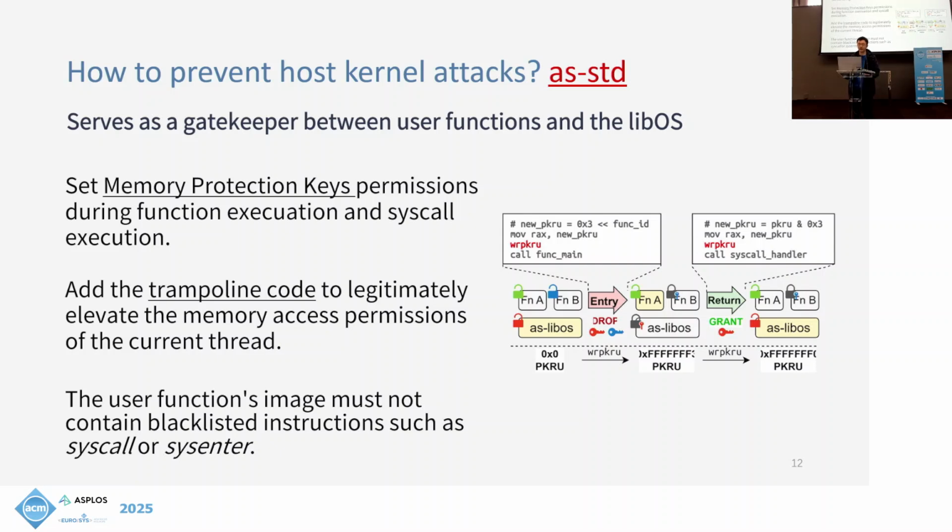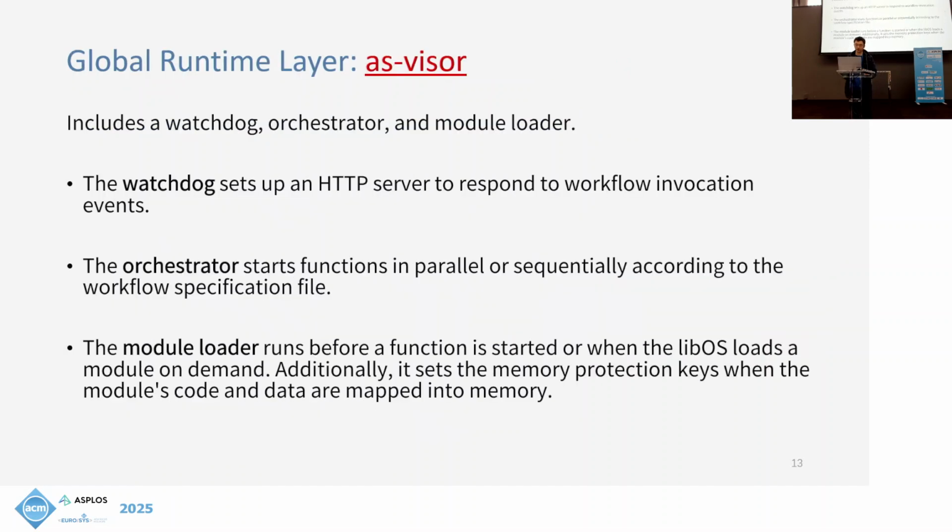Thirdly, ASSTD is also responsible for switching the MPK access permission for system security through a trampoline code segment. We design a global runtime layer, ASVisor, which includes a watchdog for HTTP requests, orchestrators to start the function, and monitors for essential host resources, and a module loader that can load the module on demand.